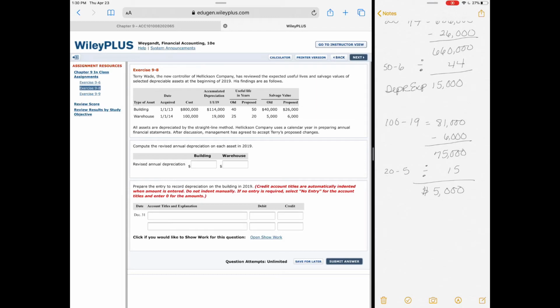Now here, it just wants you to record that total depreciation expense for the building, only for the building. And again, just as a reminder, I would debit depreciation expense, credit that accumulated depreciation. Here we're going to signify that it's for the building and include that $15,000. Now let's look at this last one.